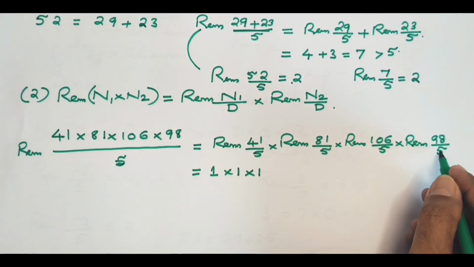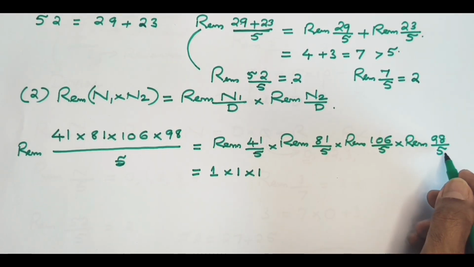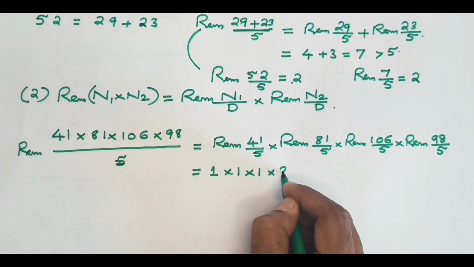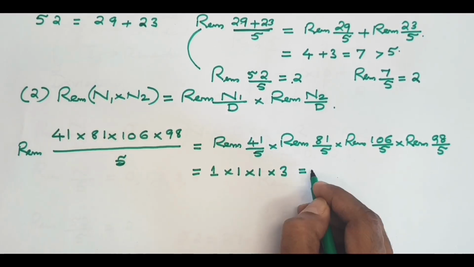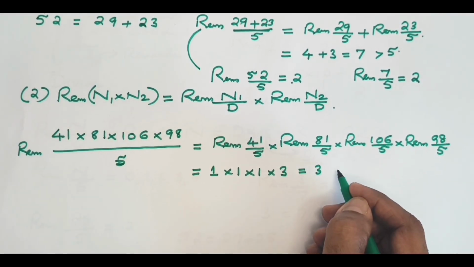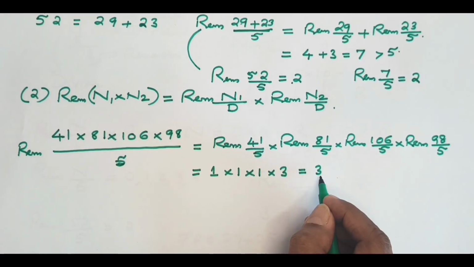And what about this one? Remainder of 98 when divided by 5, that is just 3. You multiply them, what do you get? 3. And 3 is clearly less than 5. So this is the final answer.